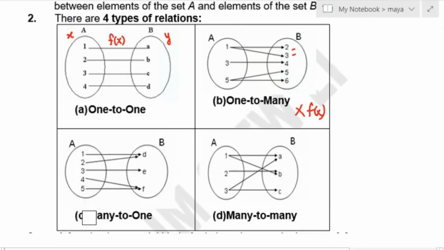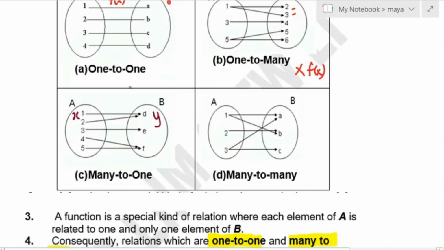Like for this one, many-to-one is also a function. It means that when I put a value of X, we can see we get an answer of Y. Sometimes different questions get the same answer. So this one is also a function.